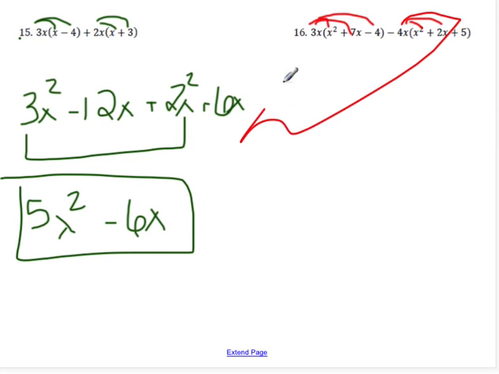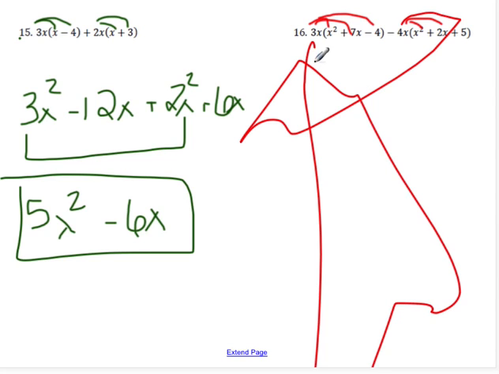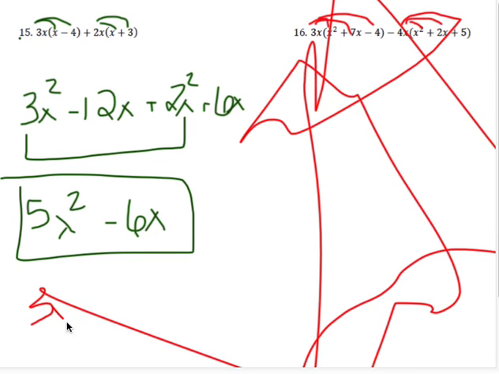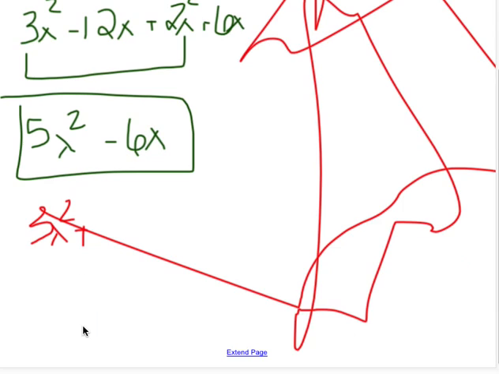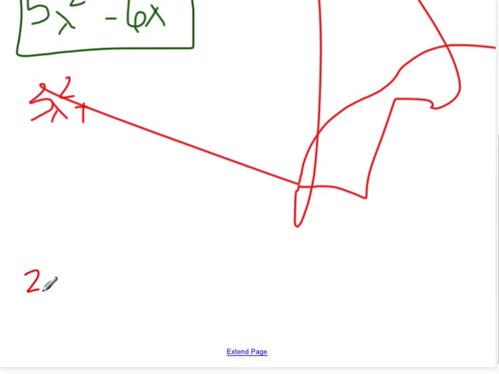Okay, so let's take a look at number 13. So it's not letting me click. Let me know. Okay, so we're going to have 3x squared plus 3 times, let me just bring that down a little bit so we can see that. That was kind of crazy.